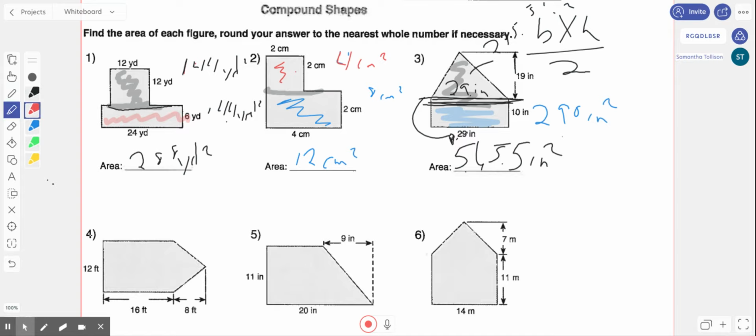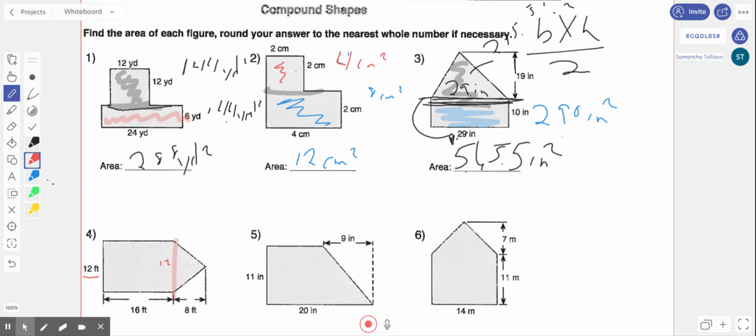Okay, so for number 4, the main thing that we need to think about, again, is how am I going to divide the shape up? So if I divide it up right down here, I can see that I have a rectangle and a triangle. Again, understanding that if this measurement is 12, that means that this measurement is 12 as well.